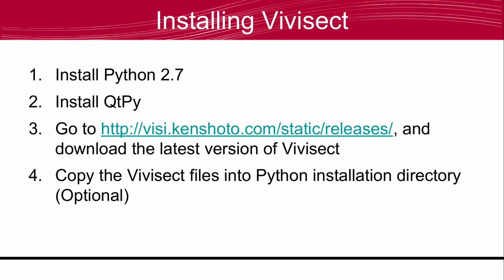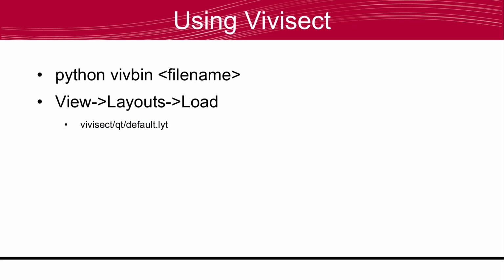So the process of installing the Vivisect suite is to install Python 2.7, then you install Qtpy, and then you go download the latest release of Vivisect, and you can optionally copy the Vivisect files into the Python installation directory just to make it easier to refer to them. And I'll have another video going through the process of installing Vivisect itself.